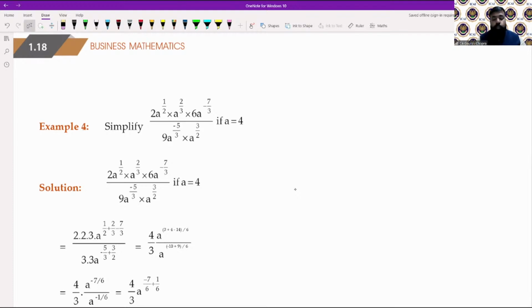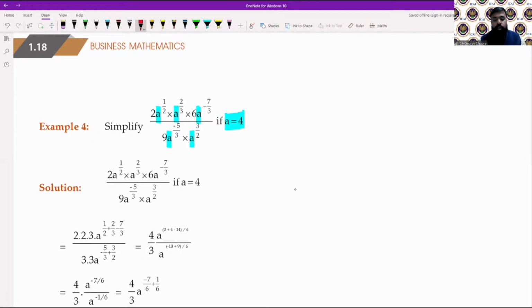Fourth one says 2 multiplied by, now we are having a lot of a's. A to the power of half, then again a, third time a, fourth time a, and fifth time a. So we are having 5 a's. So we have to bring all of their powers together. And after that, we are given that value of a is equal to 4. So let us simplify and get the result.